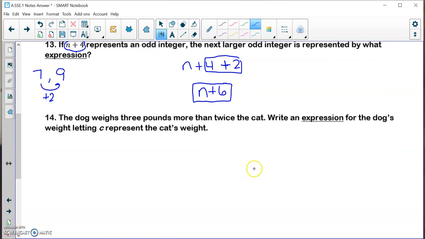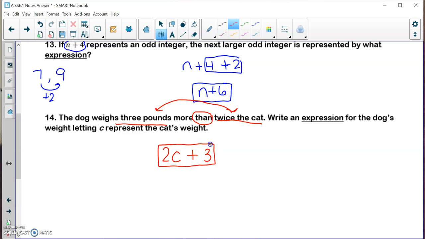All right, the last problem. The dog weighs 3 pounds more than twice the cat. We see that word than. That flips the order around. So we want to write an expression for the dog's weight, letting C represent the cat's weight. So we want twice the cat's weight, and then more means plus 3 pounds. That is how much the dog weighs.